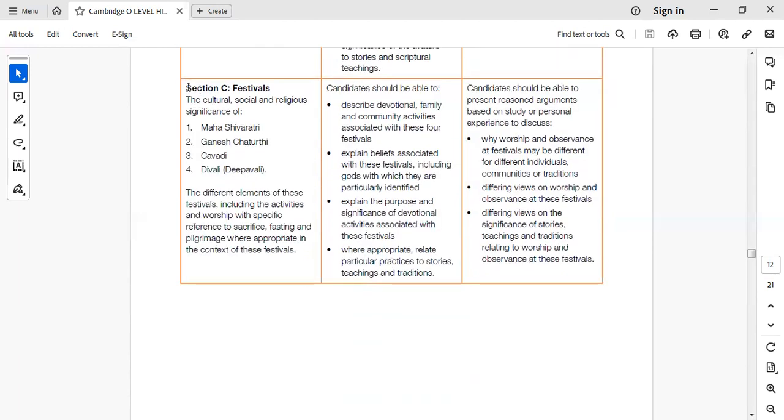Paper 1, section C, we have festivals. We are going to study 4 festivals: Mahashivratri, Ganesh Chaturthi, Kavadi, and Deepavali or Diwali, right? And together with the festival, usually we do sacrifice. It can be fire sacrifice, like Havan type, or it can be sacrificing your time. I don't mean animal sacrifice here.